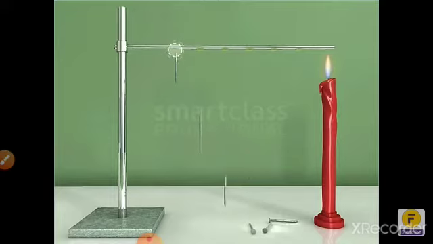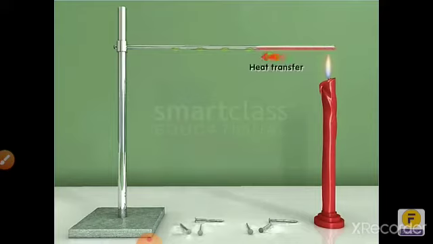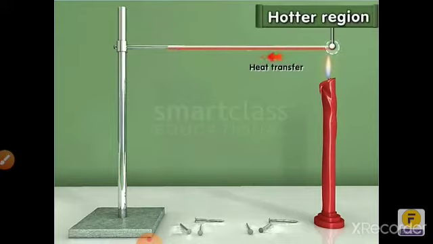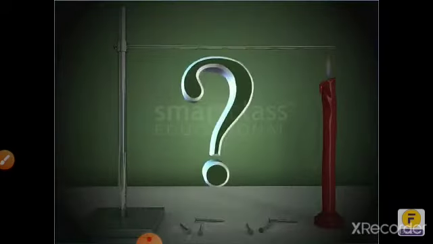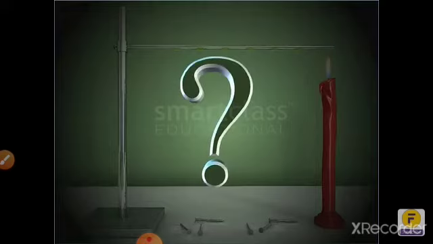Because the heat is transferring from one end towards the other end by the process of conduction. So heat gets transferred from the hotter regions to the colder regions, from the hot body to the cold body. That is how this happens.